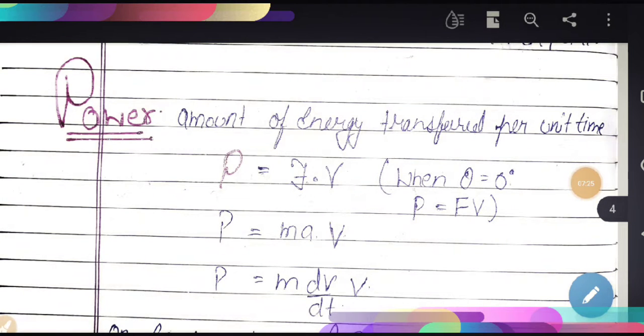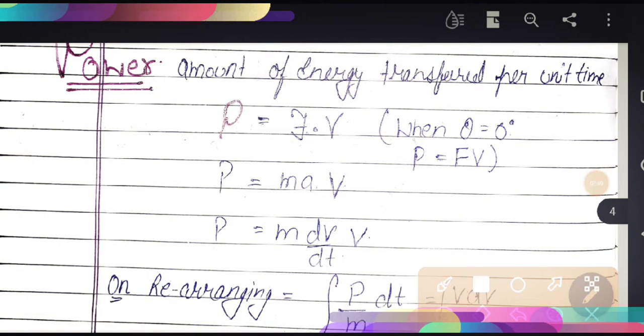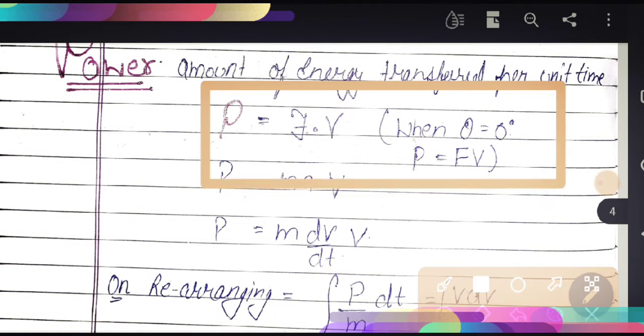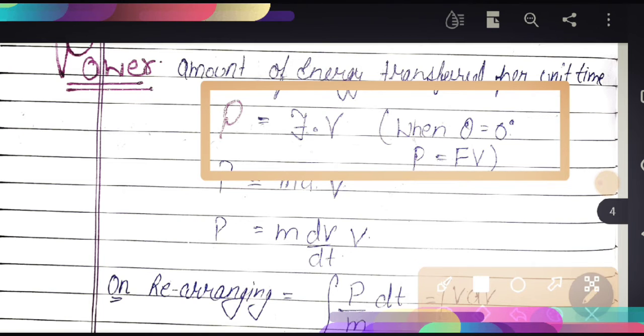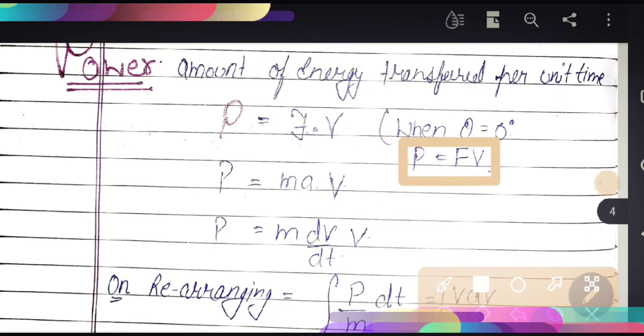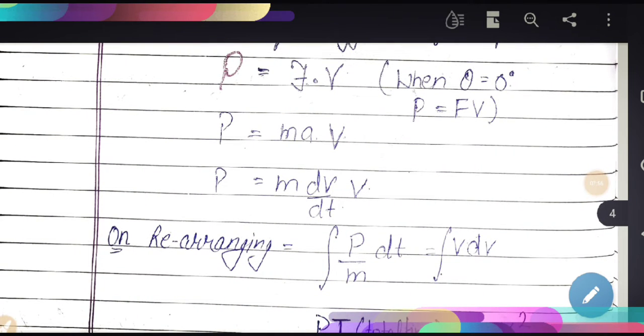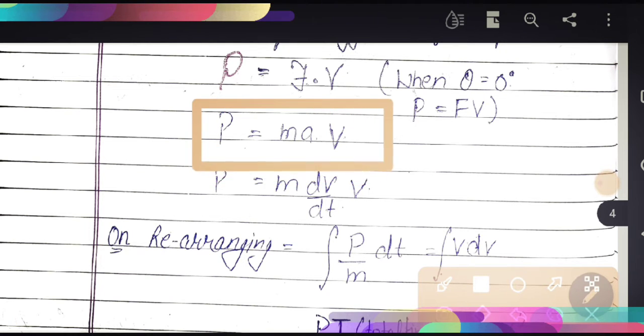Next, coming to the concept of power. Guys, power is the amount of energy transferred per unit time, and it is the dot product of force and velocity, where if theta is equal to 0 degrees, we can write power to be simply Fv. Guys, if we put force equal to ma, where a is acceleration and m is the mass of the body, the expression of power comes out to be P is equal to mav.